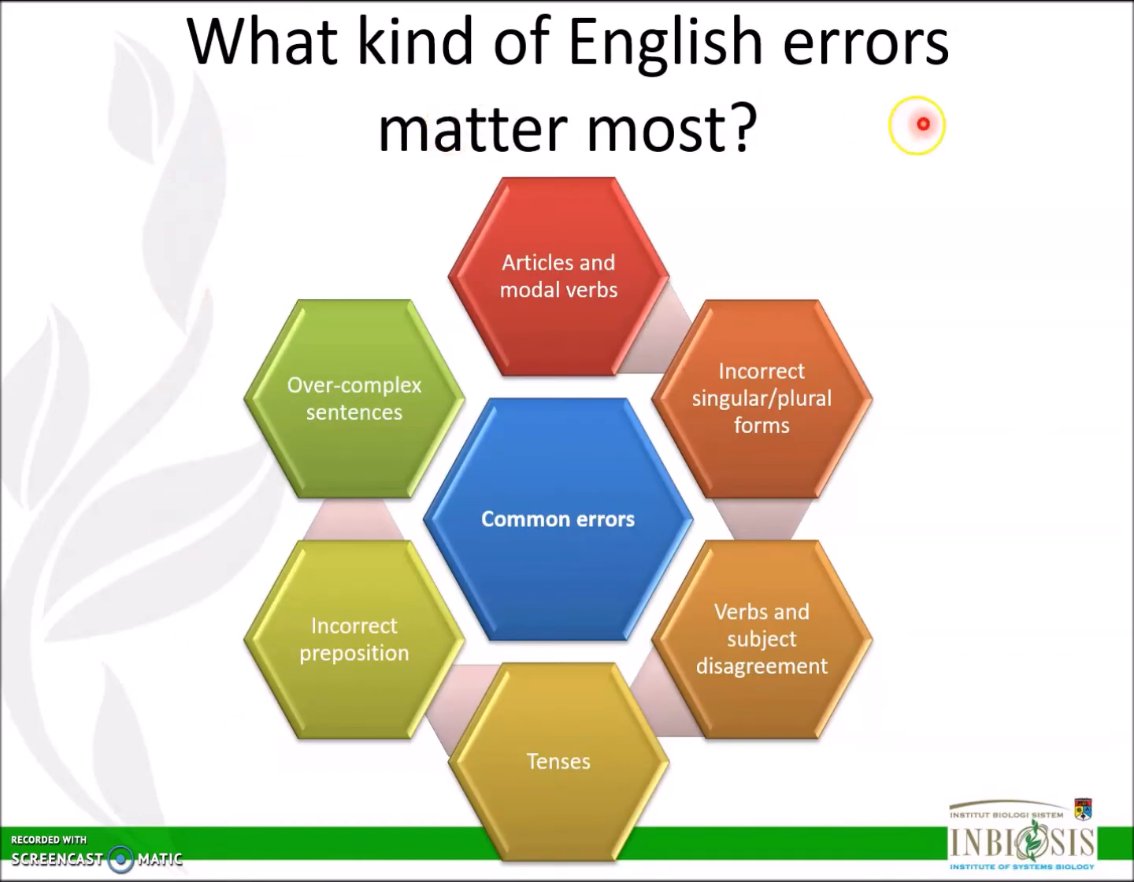Now, let us see what kind of English errors matter most. There are 6 common errors listed here. First, errors relating to articles and modal verbs. Then, incorrect usage of singular and plural forms, followed by verb and subject disagreement. Tense errors and incorrect prepositions are also commonly found. And lastly, overly complex sentences. As you can see, most of these errors are avoidable, which we will cover next.